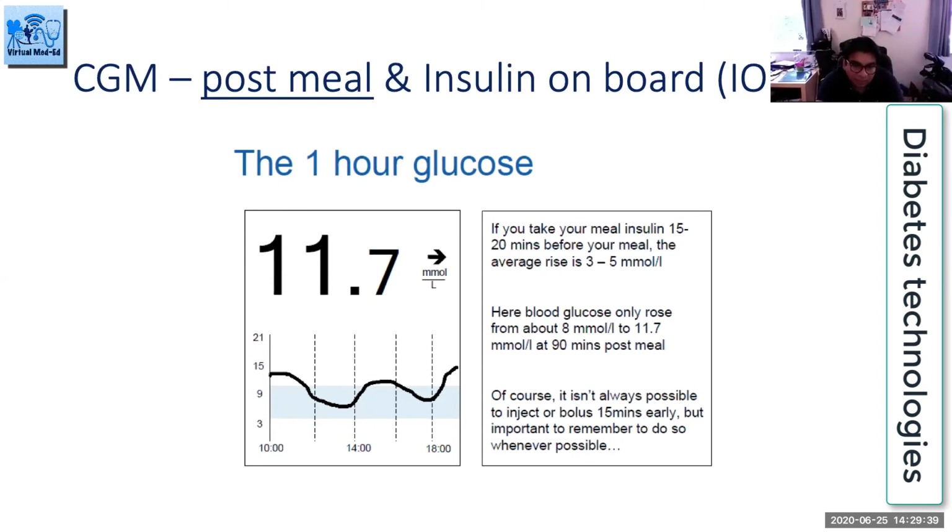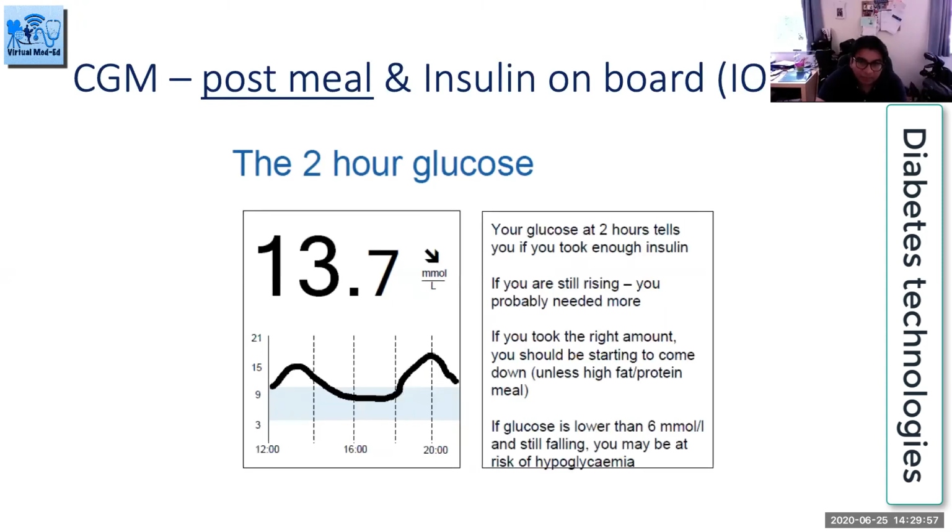Or 1800 hours, it's about 8, 9, and it's now 11. So it's anywhere between 3 to 5 millimoles rise. There's a very good chance that they're bolusing in much earlier. And it's worthwhile asking patients if they can do that as best as they can, understandably guided by their schedules and so on. So what happens at 2 hours, so 1 hour.